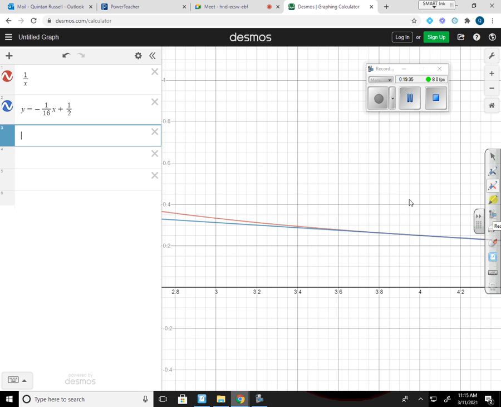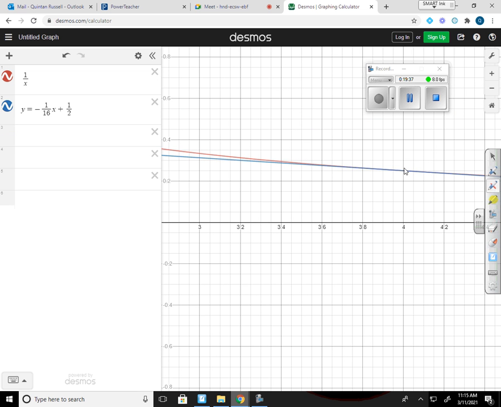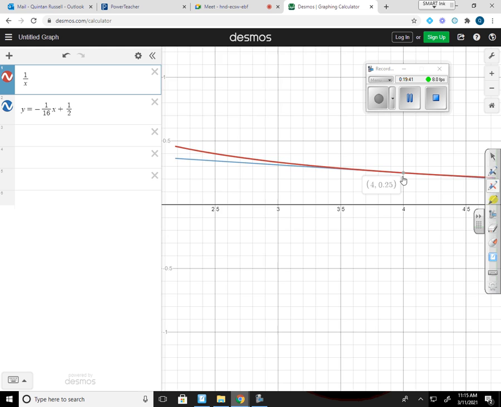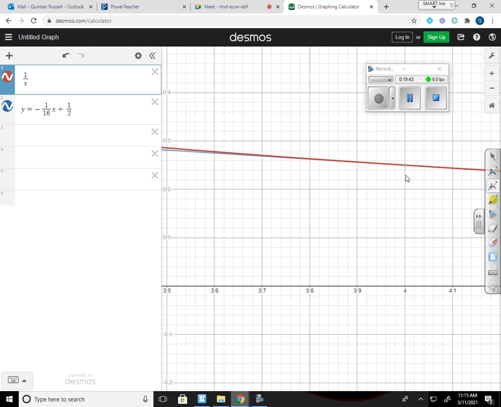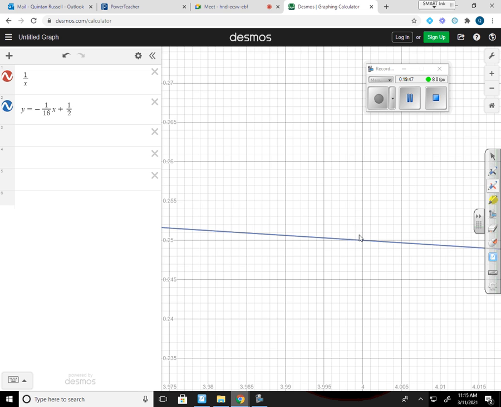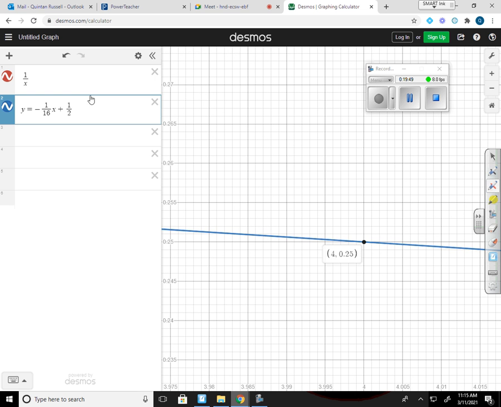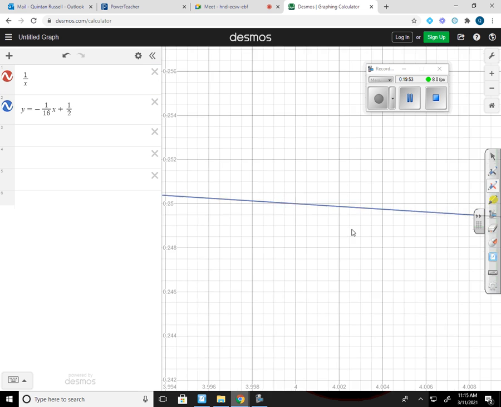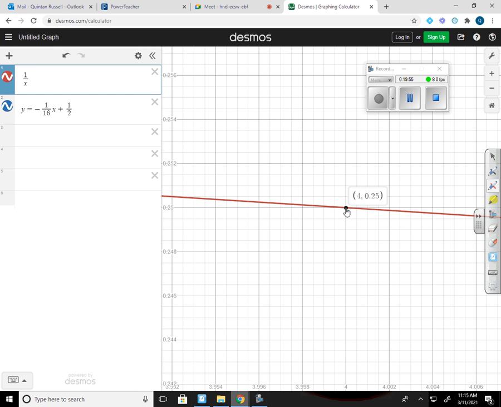Now, if I look at 4, both are exactly there. As a matter of fact, they're so close, you can't even see the blue line anymore, or the red, depending on which one it gets rid of. And so that's how you know it's tangent to the curve at that point. It's touching directly on that point, and there's no gap in between the two.